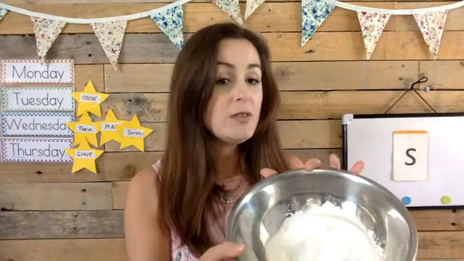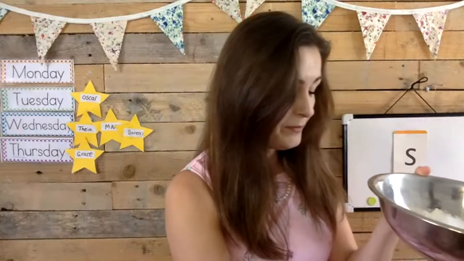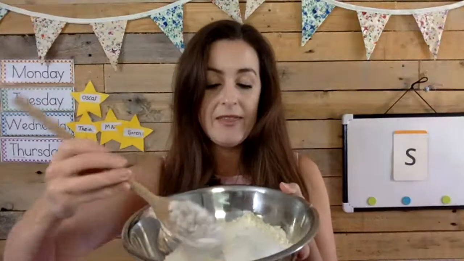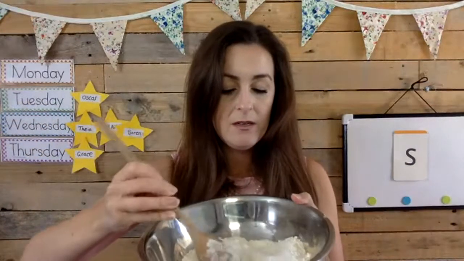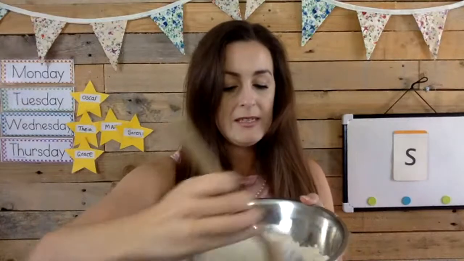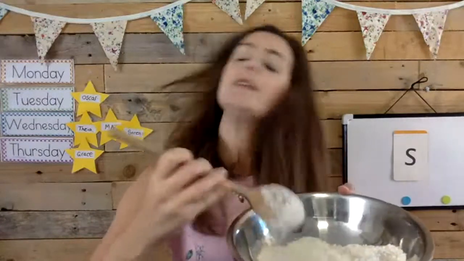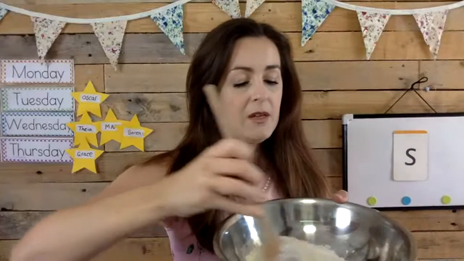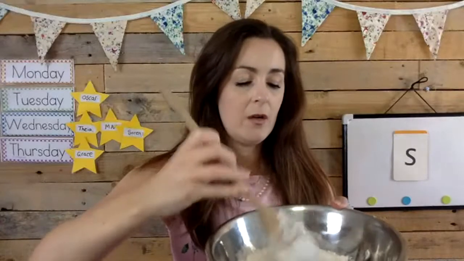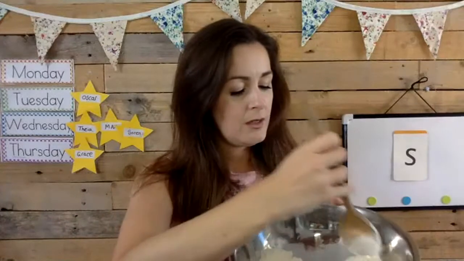Okay, so now we have our salt and our flour. We're going to mix those things up together. We want them to be nice and even. So mix it up, go round in circles. You can do scooping actions and zigzags. But I like to go around in circles with my wooden spoon, like this.